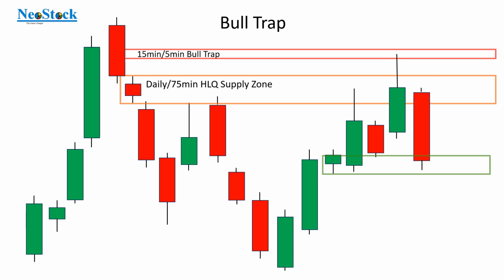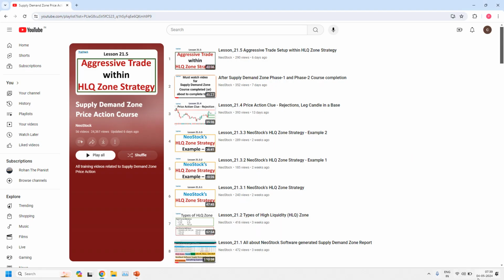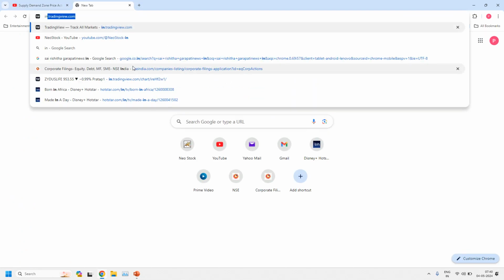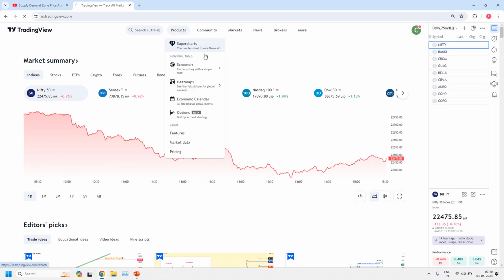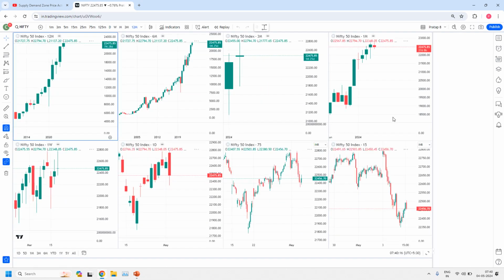Maybe some of you might be watching this video after 1 year, and the word recent Nifty analysis may be applicable to you. That's why let me show you the timestamp. I am recording this video on 4th May 2024. Let me open the chart and show you. That would be the best thing. Let me show you the recent Nifty chart.